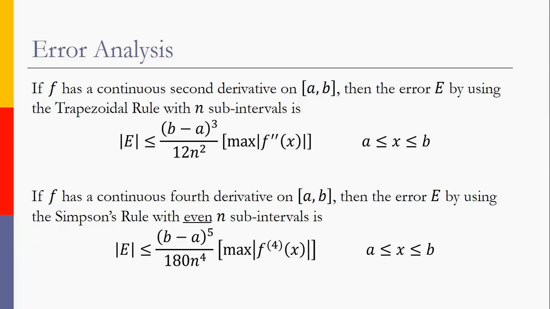Similarly, the error, absolute value of E, using Simpson's rule is no more than (b minus a) to the fifth power divided by 180n to the fourth power times the maximum of the absolute value of the fourth derivative of the function on the interval [a, b].